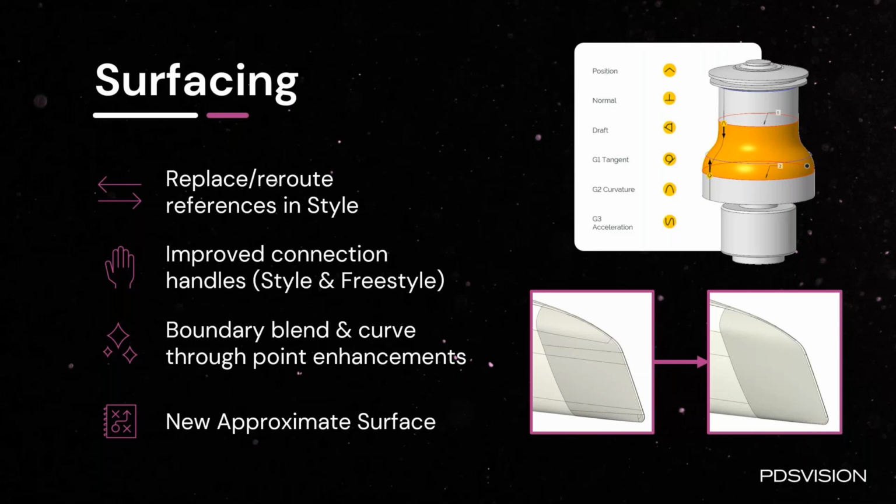If you want to change the references of a feature on the parametric side of Creo, you can bring up a dialog box and reroute those references. That functionality is now available for style surfaces within the style tool, bringing consistency across the platform.